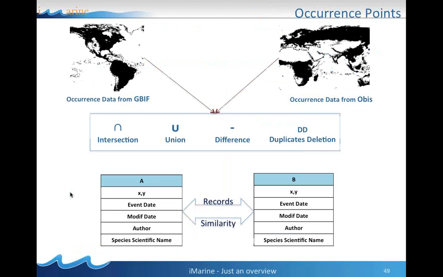For what regards the processing of occurrence records, so presence points for certain species, we host several algebraic operations that are able to intersect or merge two occurrence data sets. These merging operations are made on top of spatial considerations, in terms of longitude and latitude, as well as on distance in time between two observations, and also on lexicographic distances between some metadata like authorship and the scientific name of the species.